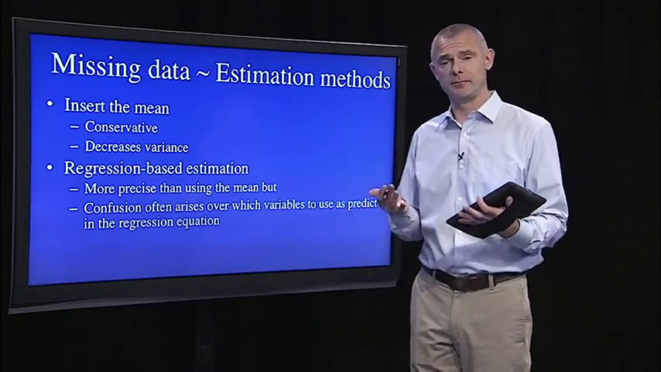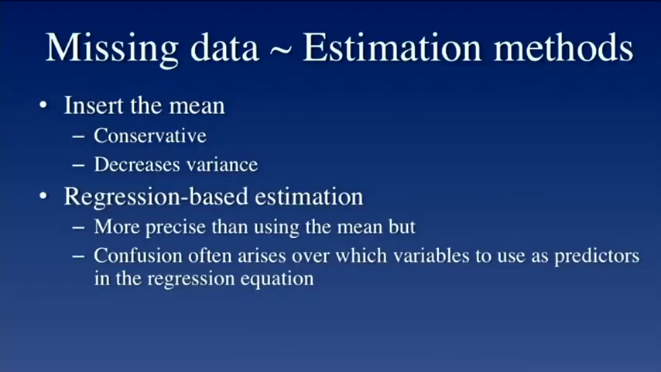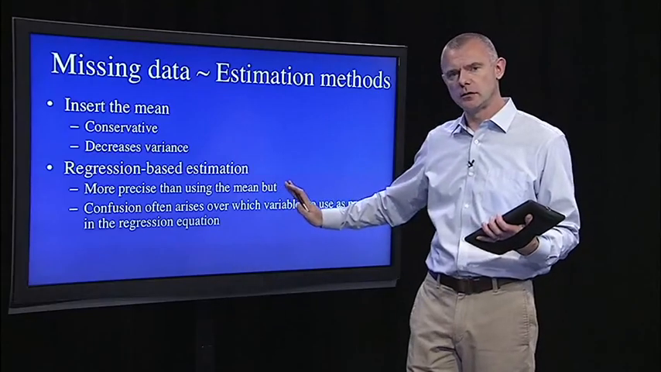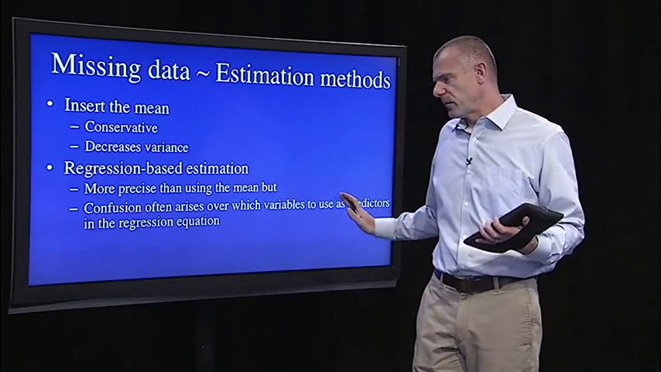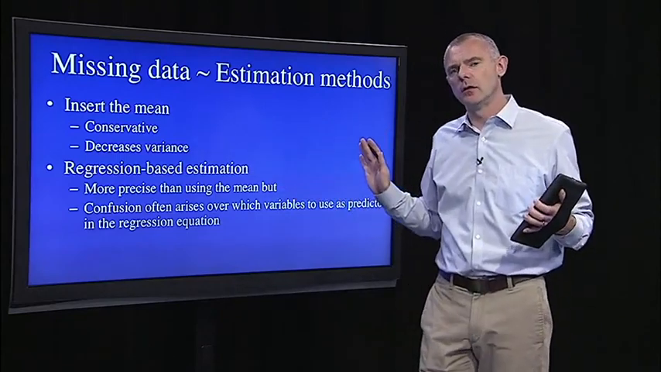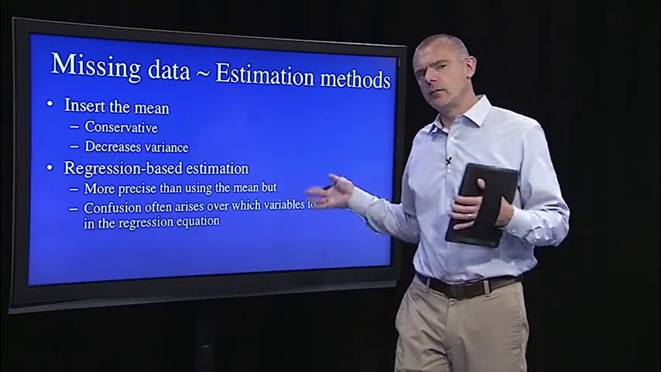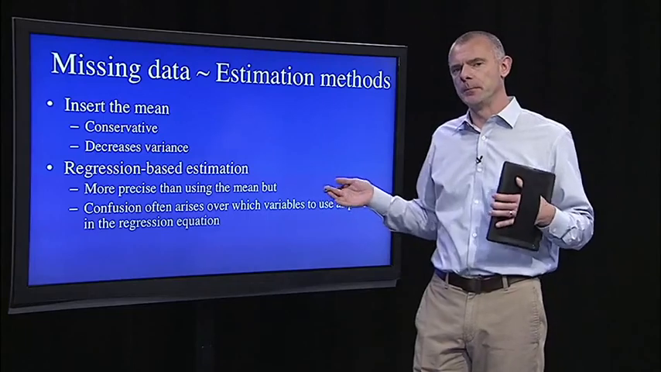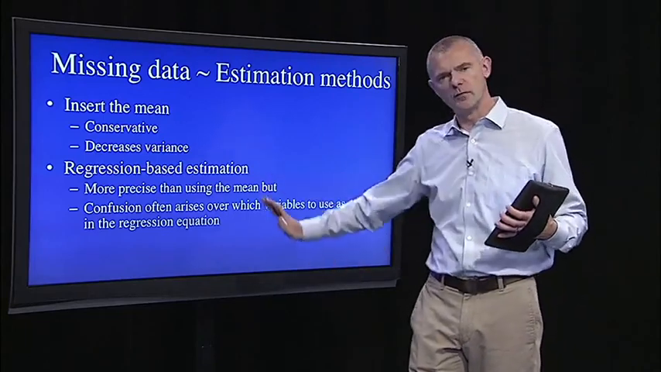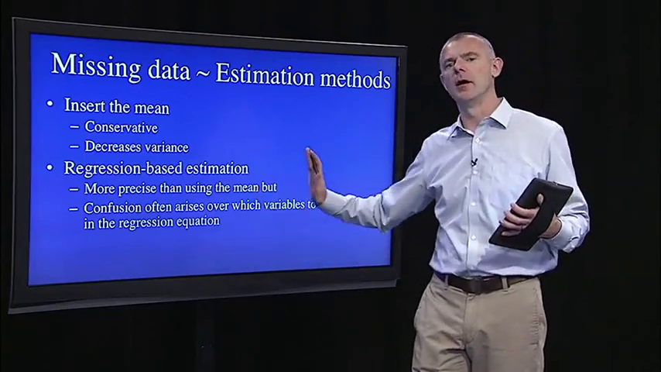Use a regression-based technique to predict the missing value based on the subject's scores in other conditions. That's a really cool way to go. It's a little controversial in some circles, and some confusion arises over, well, what variables did you use to predict that missing value? So if you do this, you just have to be very upfront and very clear.